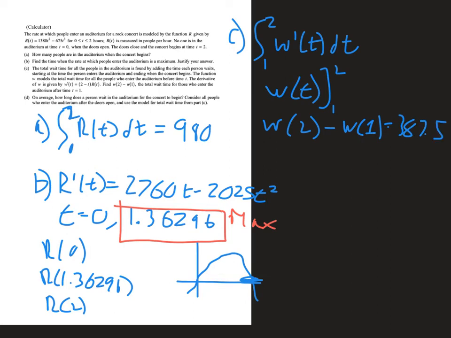And they don't ask me to justify or explain or anything like that. So I think exactly what we write here is all that we need to show.